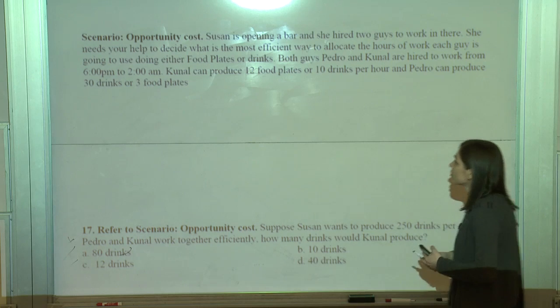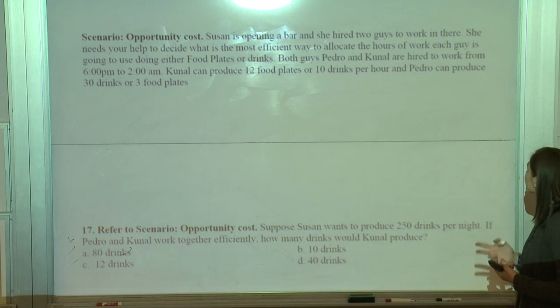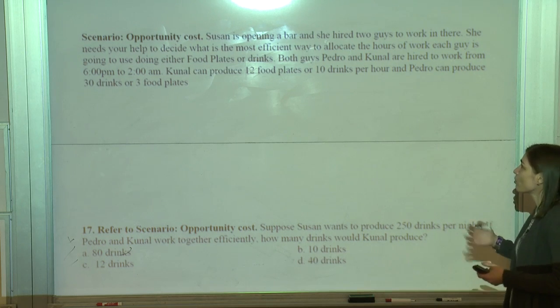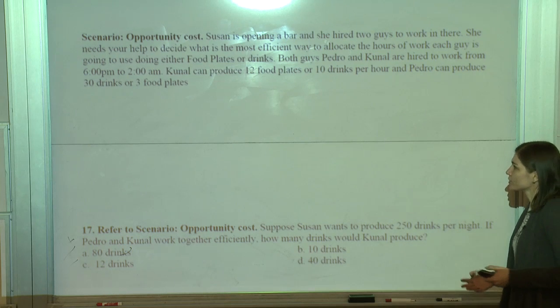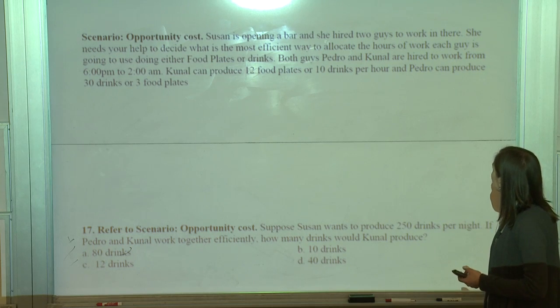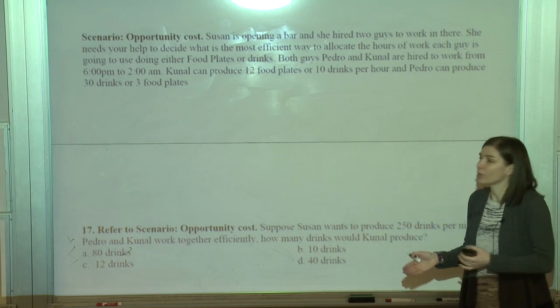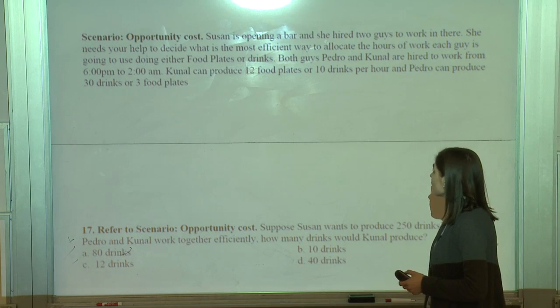Okay, so now we have another scenario. Susan is opening a bar and she hired 2 guys. She needs our help to decide what is the most efficient way to allocate the hours of work between the two people that she hired, which are Pedro and Kunal. So they're going to work from 6 p.m. to 2 a.m. That's an 8-hour period of time.